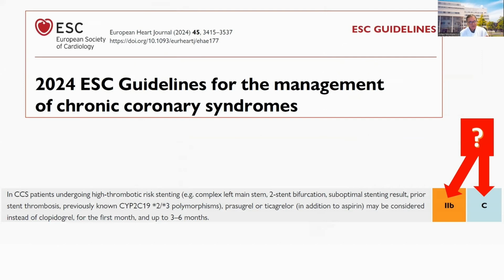Interestingly, we had recently the guidelines for these chronic coronary syndrome patients, and for PCI, they said that actually Ticagrelor or prasugrel could be used with a 2B recommendation in complex cases with a C level of recommendation. This is very funny because we have 2 randomized studies, one published in Circulation, the other one published in The Lancet, absolutely not mentioned, and they conclude to the opposite of what we found in these 2 randomized studies.